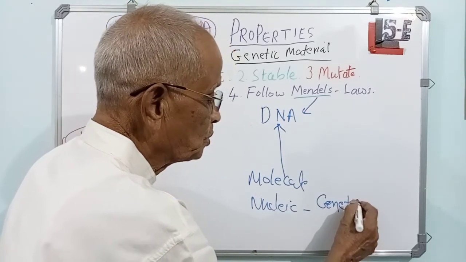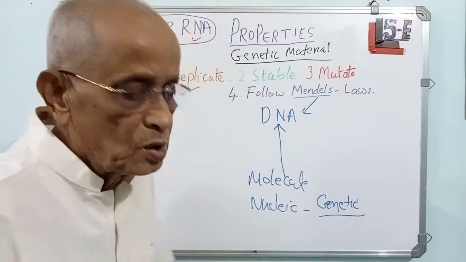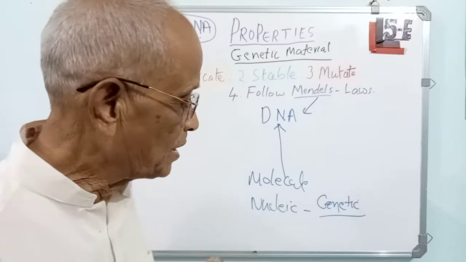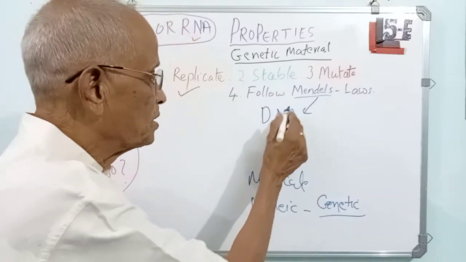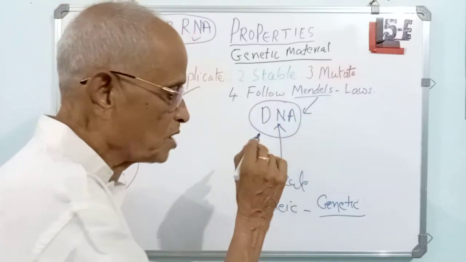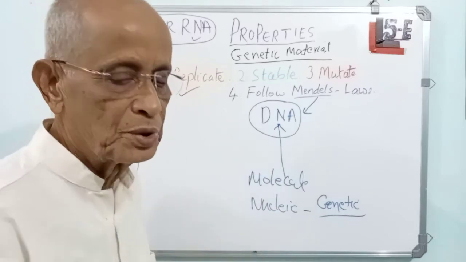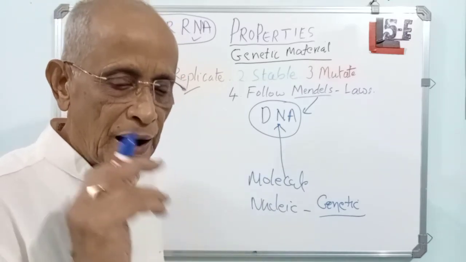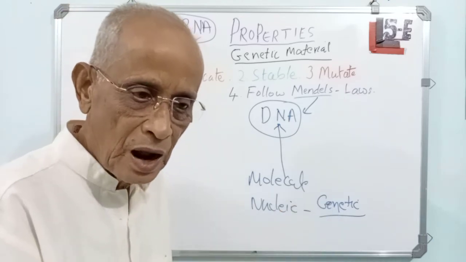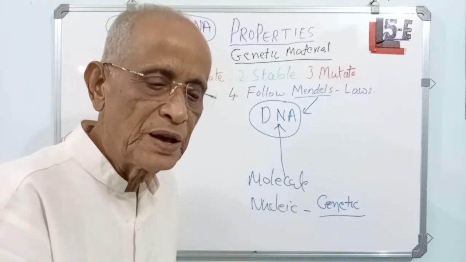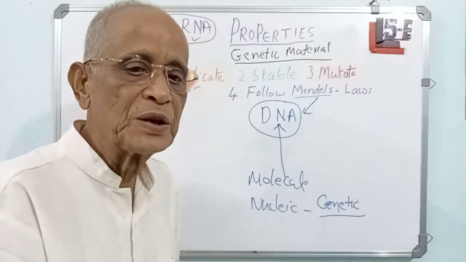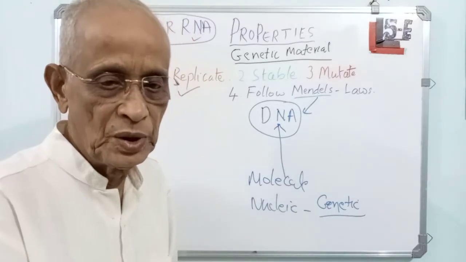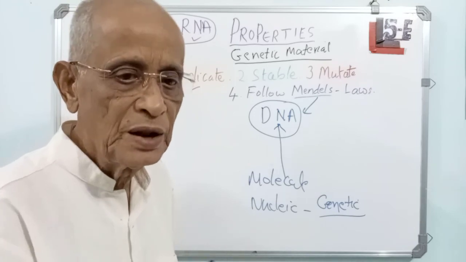So if you want to talk about the molecular basis of inheritance, then ultimately you have to point to the DNA molecule. It is not the RNA, only the DNA molecule is responsible to store, protect, and pass on the information to the next generation. That is the type of genetic molecule that DNA is. We shall stop here.